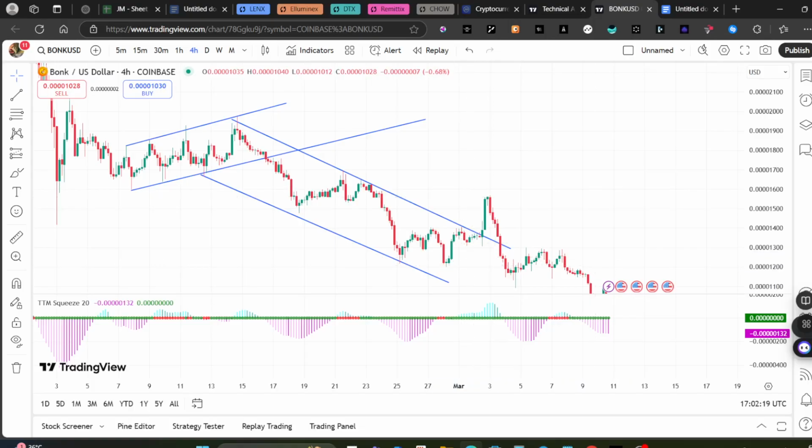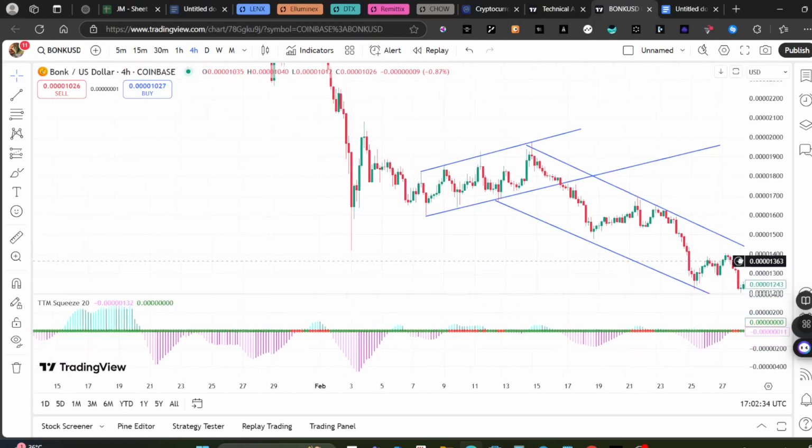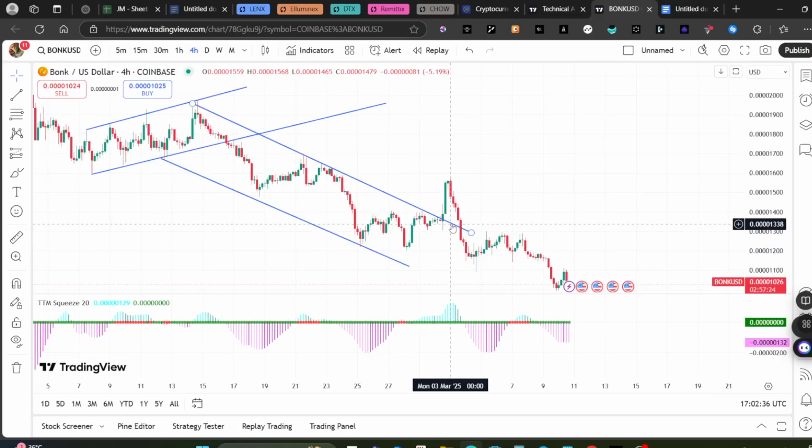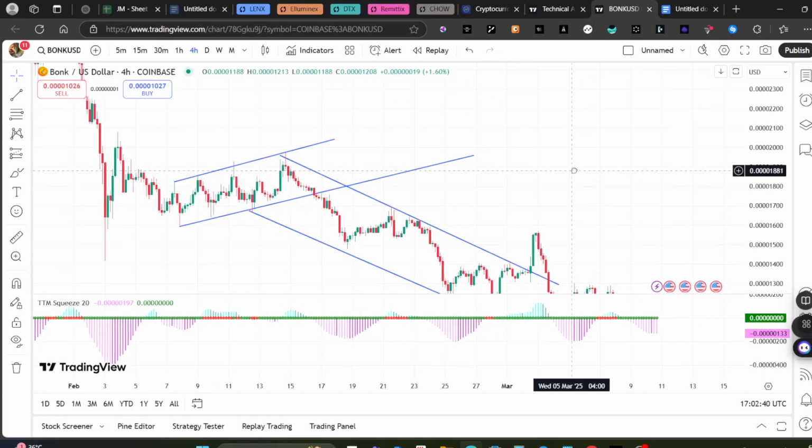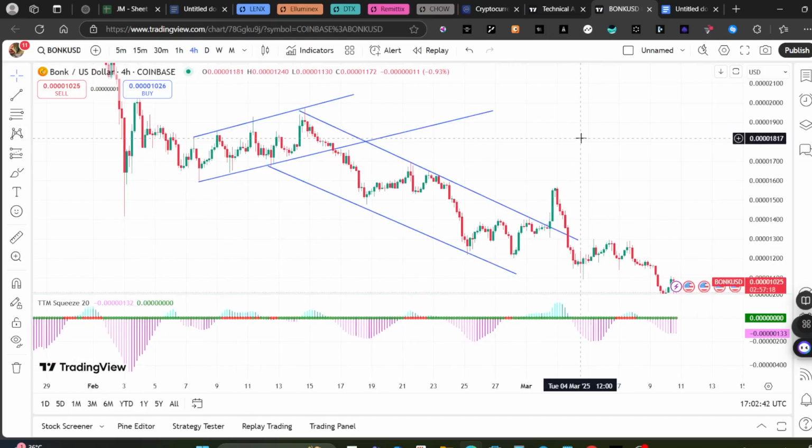Now, the last mistake is not using a stop loss. Even strong squeezes can fail. So always protect your trade with a stop loss in case the breakout reverses. It's very important. And that is it. Now you know how to use the TTM Squeeze Indicator to spot high probability breakouts in your day trading. This is one of the best tools for catching explosive moves before they happen.